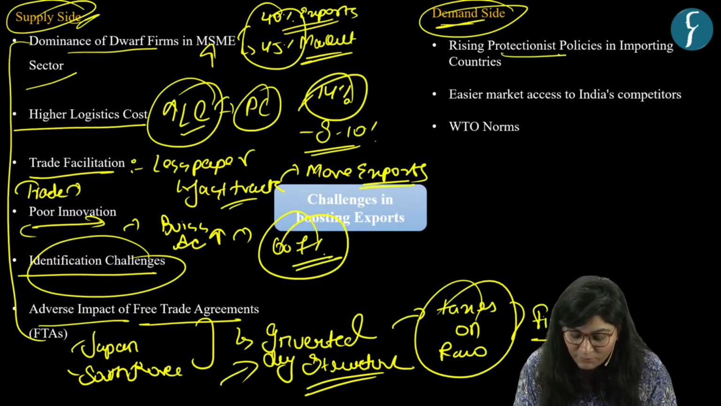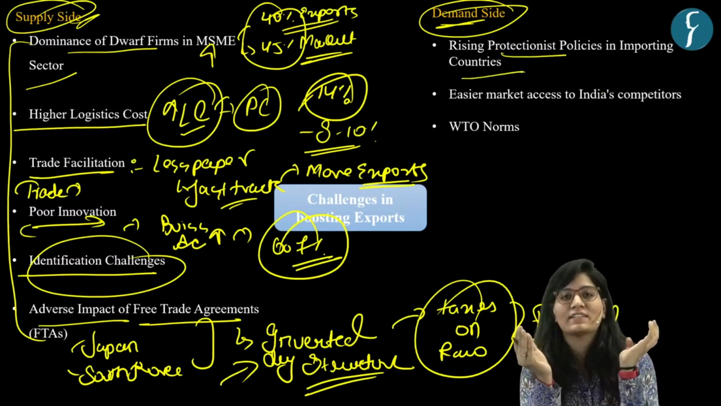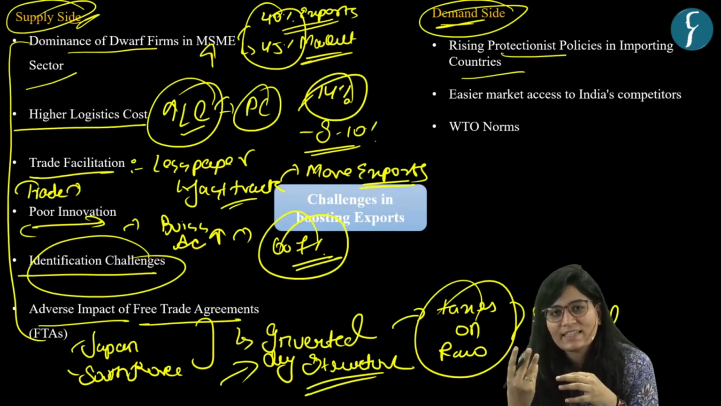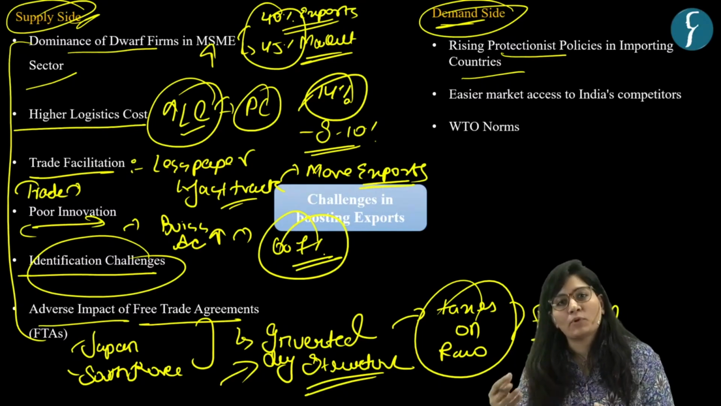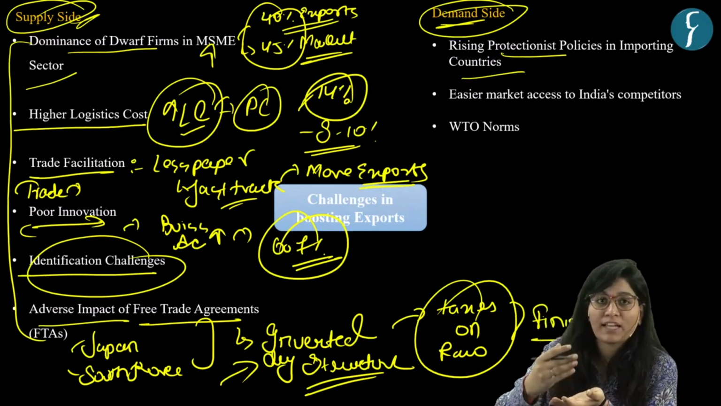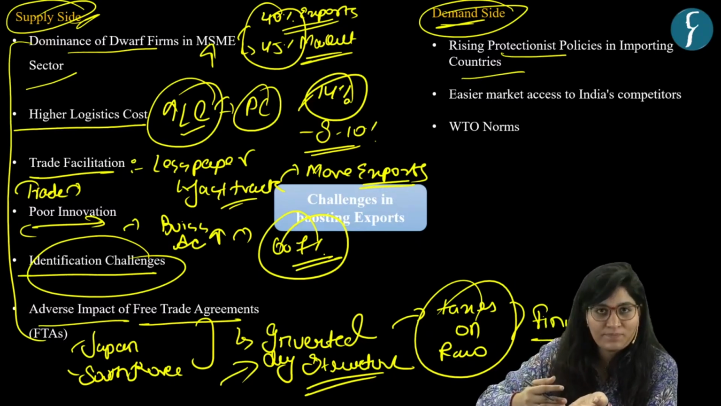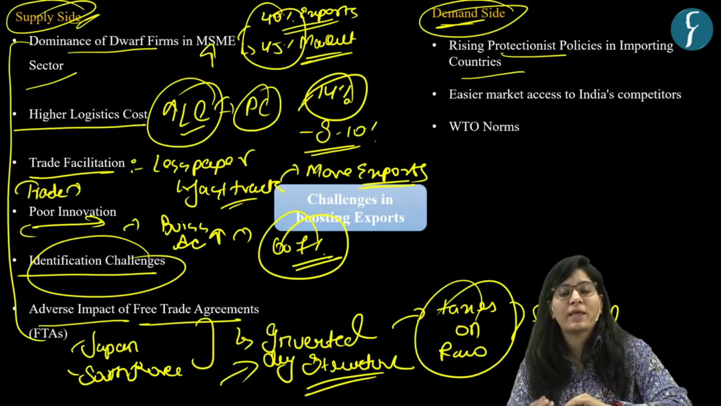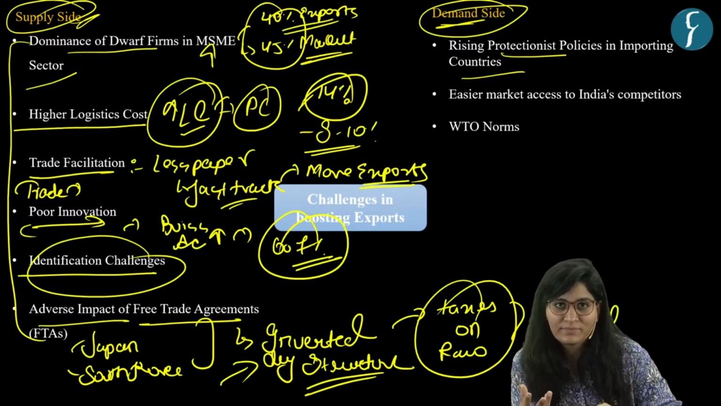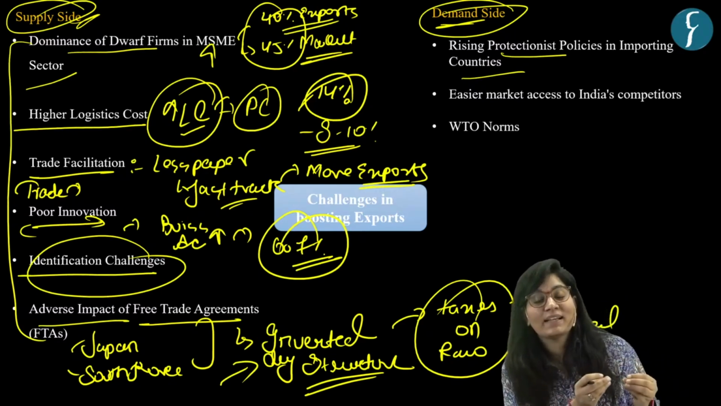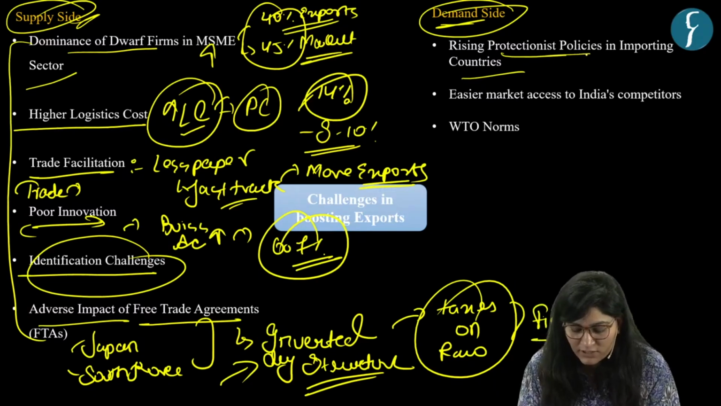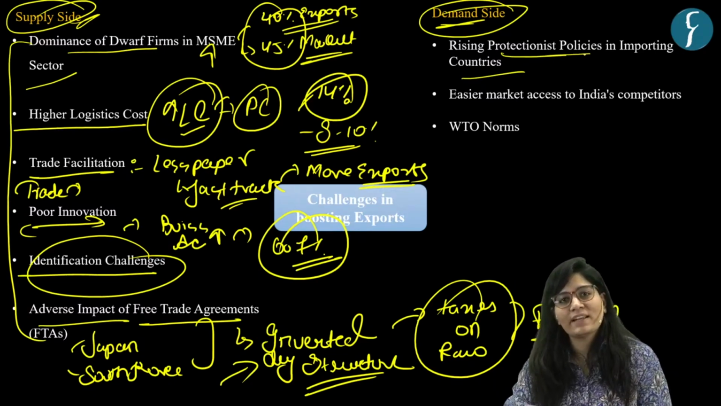First is rising protectionist policies in importing countries. Now, what do you mean by protectionist policy? Any country following a protectionist policy will definitely be curbing imports. And how will they do it? By raising protectionist tariffs or a quota system. This will make imported products costlier than domestic products, so this will make export tougher. Got it? So countries following protectionist policies will definitely hamper India's export strategy.